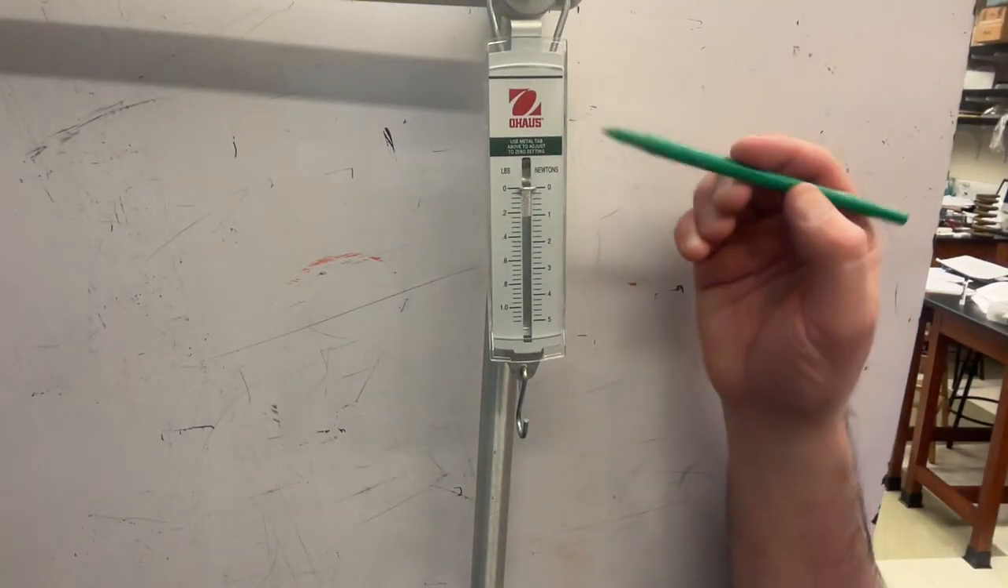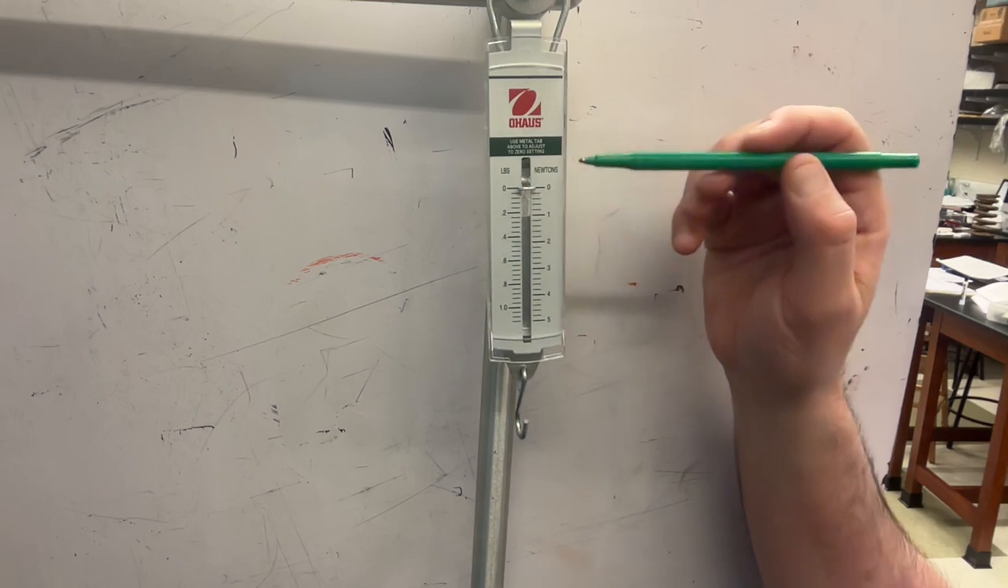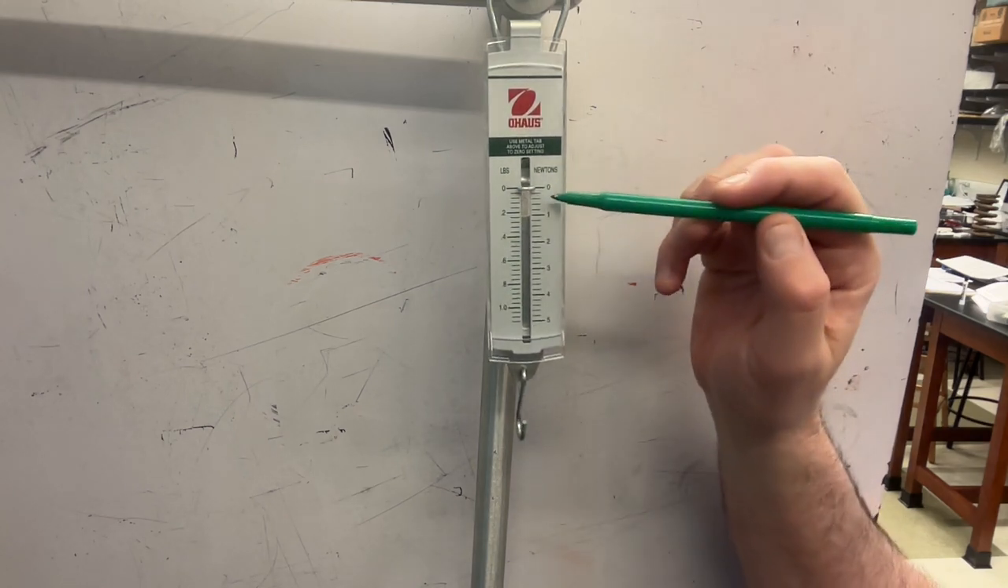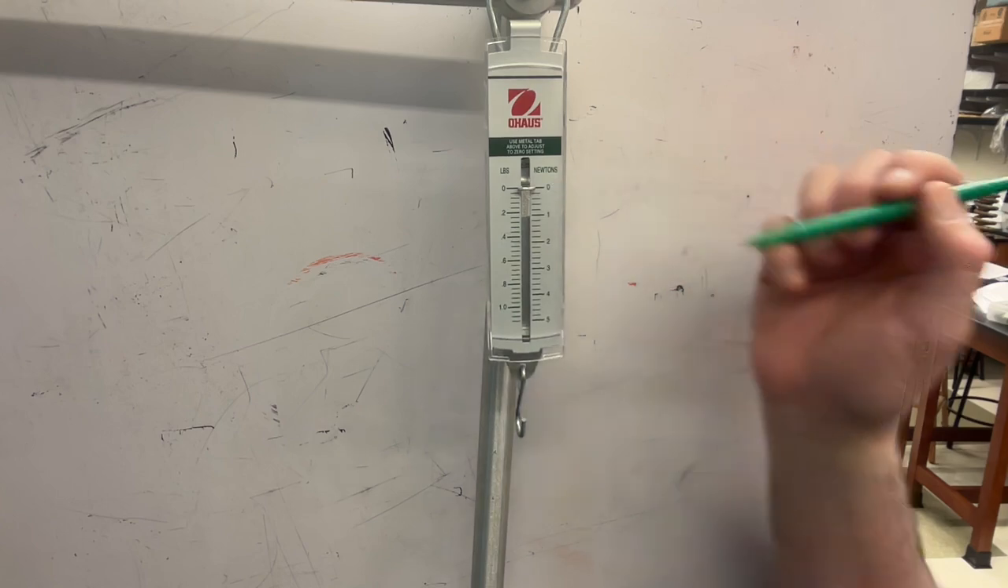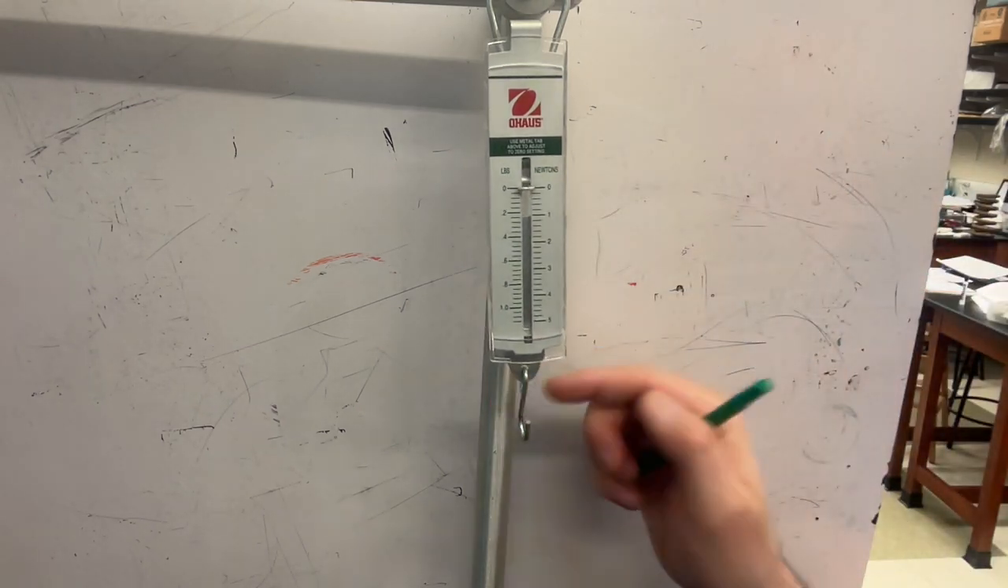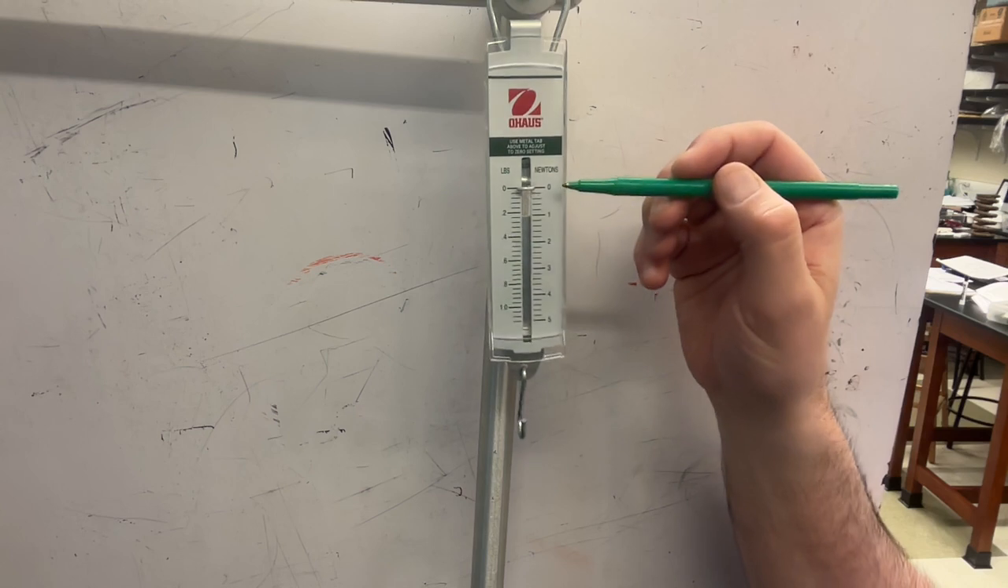Also, before we start, it's important to take a look at the scale. Notice that on this side over here with newtons, the top right-hand side of the bar is at 0 newtons. We'll have to make sure that we're looking at that part of this movable bar when taking our measurements.